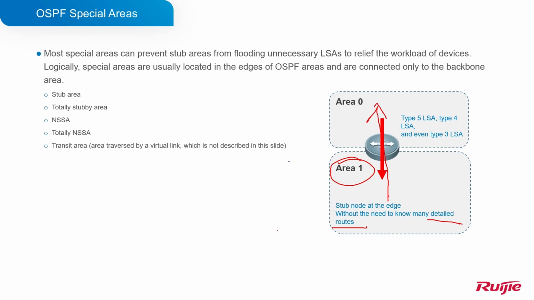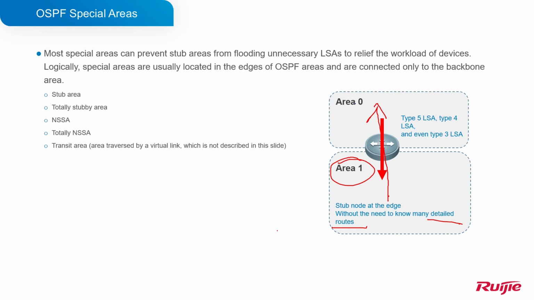So for an area 1 device, if the router wants to communicate with other areas, we just have one output, right? And if we want to communicate with the external network, we also have to send the packet to this router. So it makes no difference whether we have the detailed routes or not.